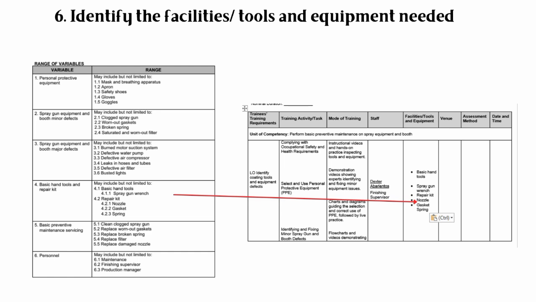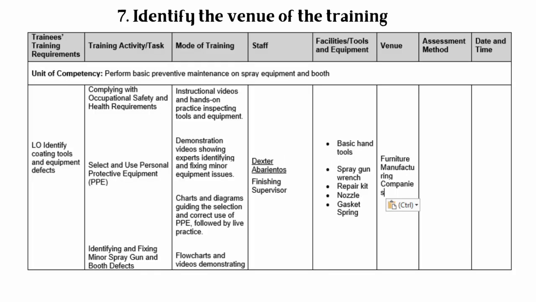Next is to identify the facility, tools, and equipment needed. Here we go to the TR, then look for the materials, tools, and equipment, then we copy it and put it in our training plan, because this is the way for the students to know and learn the tools and equipment they need. Next is identifying the venue of the training. Here we determine the venue for furniture making finishing. I put furniture manufacturing companies.